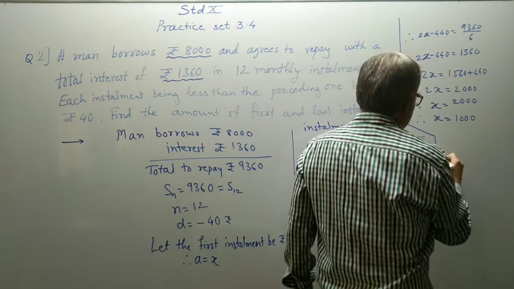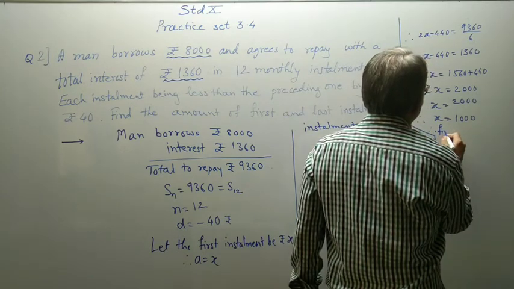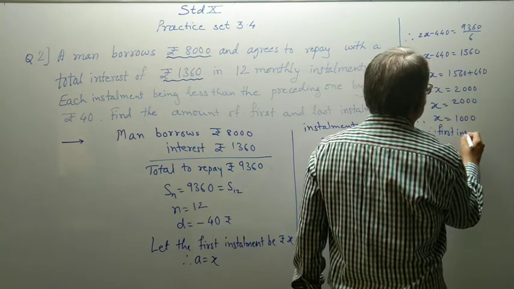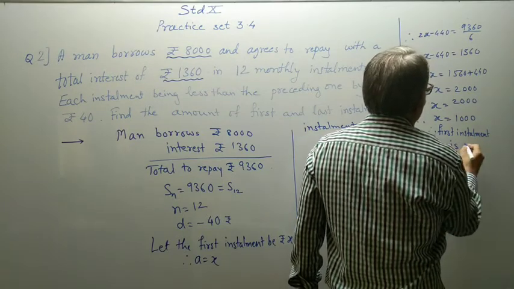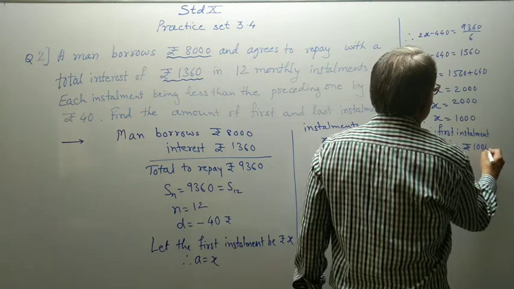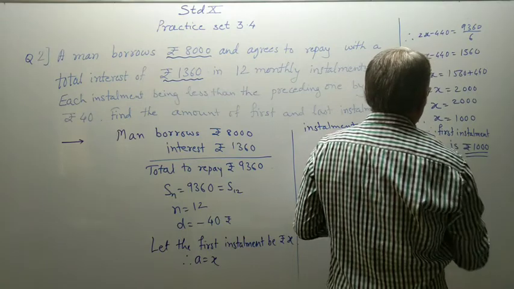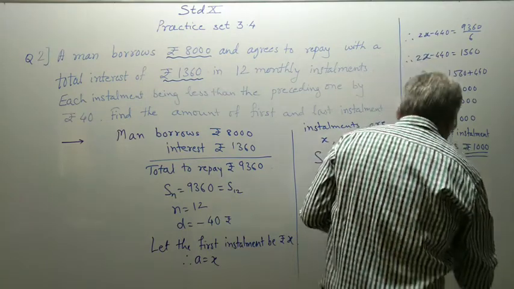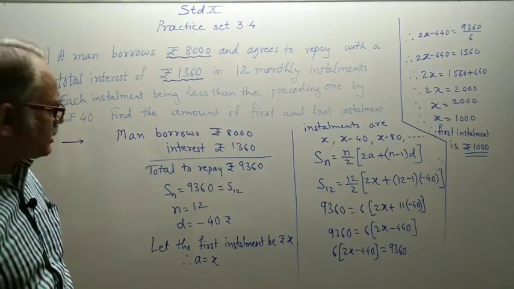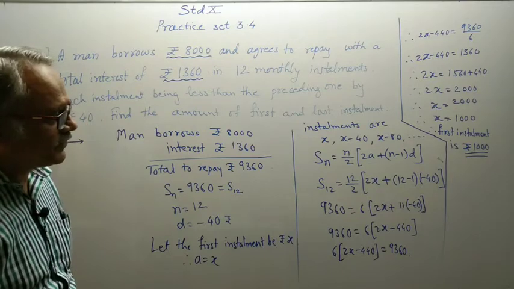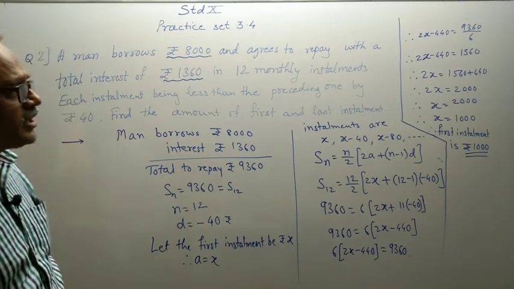X is what? First installment. Therefore first installment is rupees 1000. First installment is rupees 1000. We want to find last installment. Last means 12th. N is 12. Last installment to find means what to find? T12. 12th term we have to find.